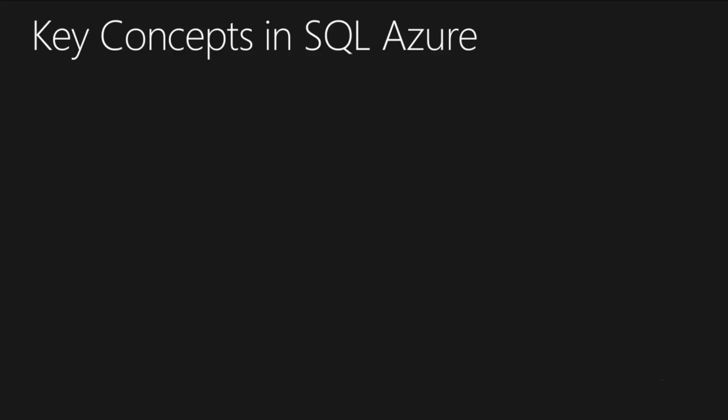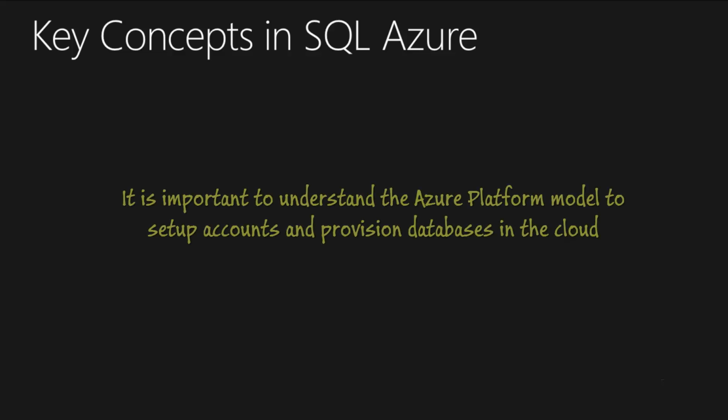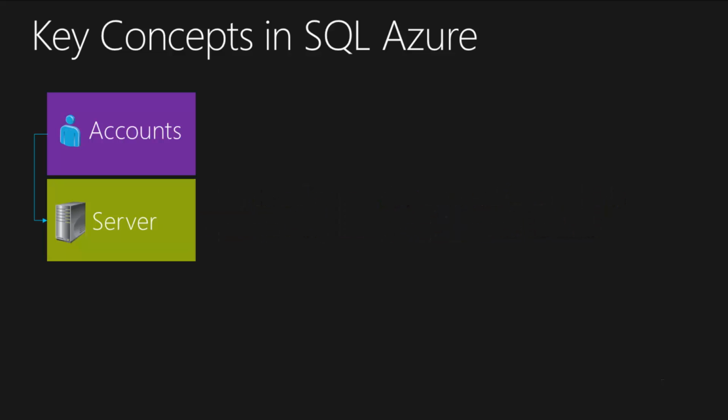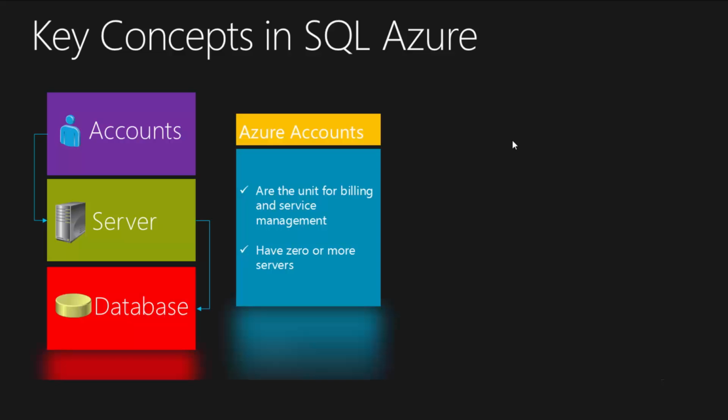Beyond the relational database engine provided by SQL Azure, it is necessary to understand the model behind the Azure platform so that you can set up your own account, provision a server, and create databases. There is a relationship between three core objects in SQL Azure: the account, the server, and the database. Accounts are the unit of subscription and billing. All Azure activity is meted out and assigned to an account.